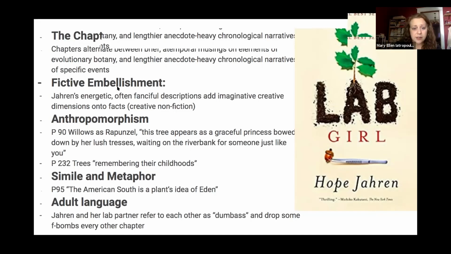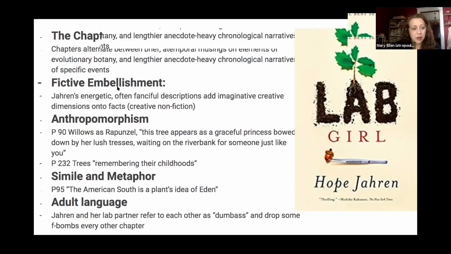And we'll see what that looks like in just a second when we look at an excerpt. There's also a lot of anthropomorphizing in this book. That's another way that she helps her readers make sense of the massive amounts of data that she collects. She casts all the different plants and trees that she works with as though they have human characteristics.